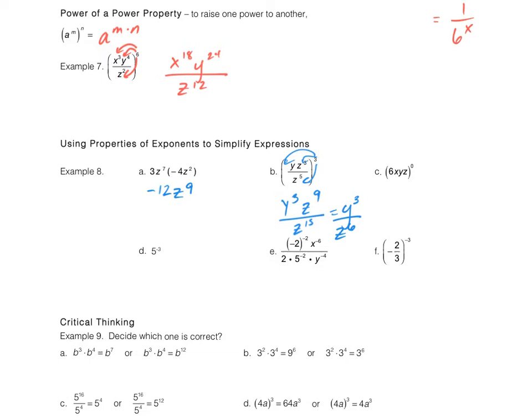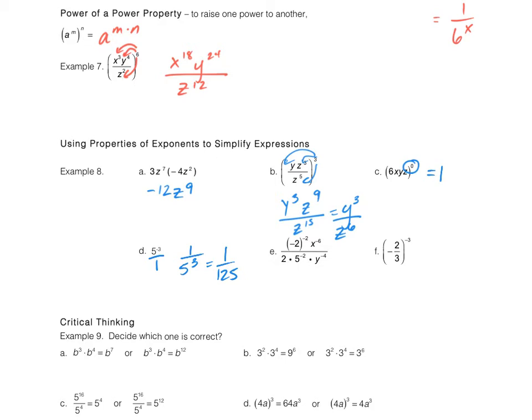In c, this exponent is 0, so automatically this expression equals 1. In d, we're going to be looking at our negative exponent property. And so, remember 5 is actually 5 over 1, so this is 1 over 5 cubed, which is 1 over 125.